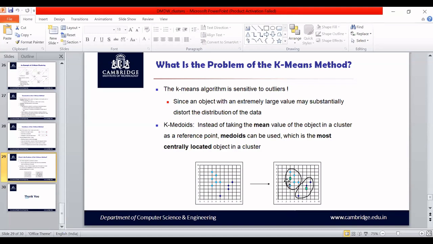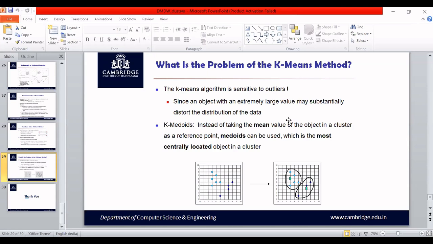So in order to avoid this, you can use k-medoid instead. Instead of taking the mean value, you will take the medoid. The sensitiveness to the outlier can be reduced if you take k-medoid instead of k-means. So you should know the advantages and disadvantages of k-means. In your syllabus, you have k-means where the problems will be asked with respect to only the Euclidean distance.